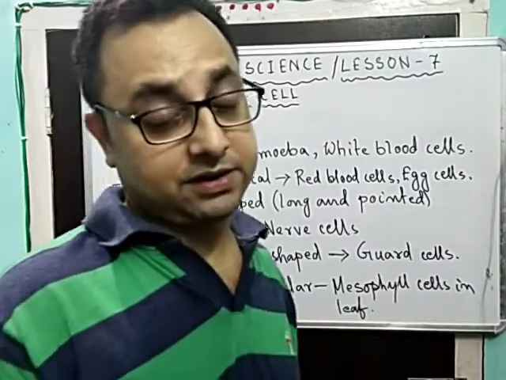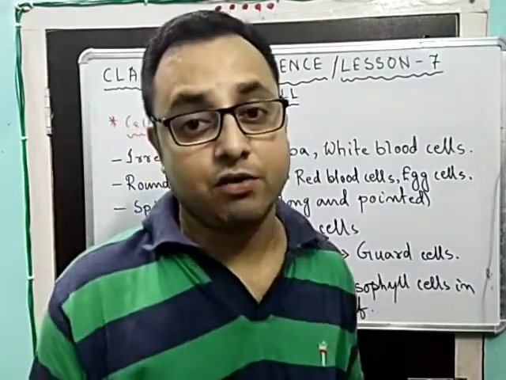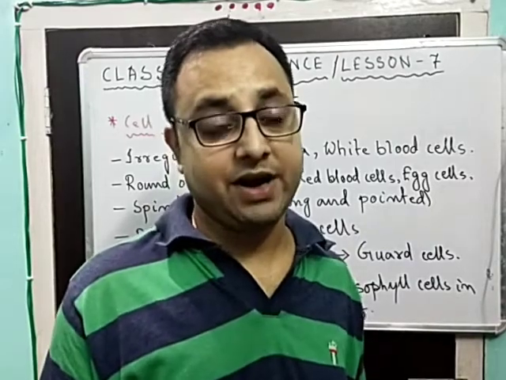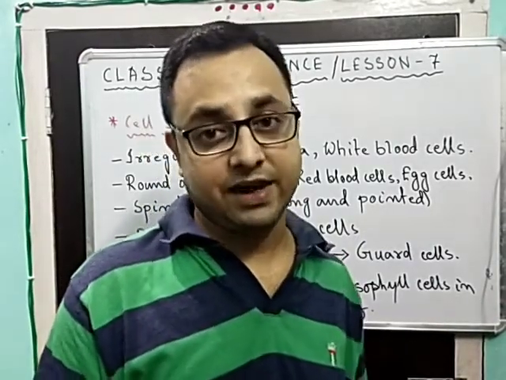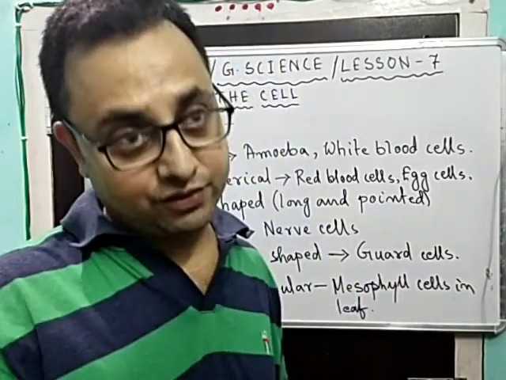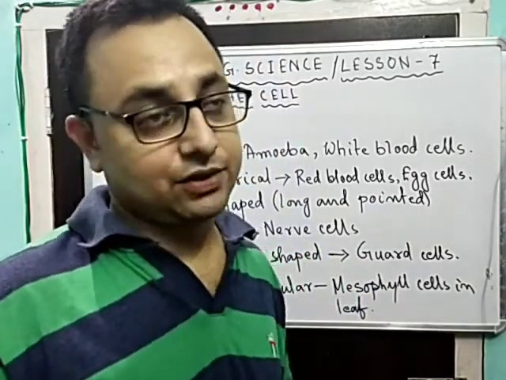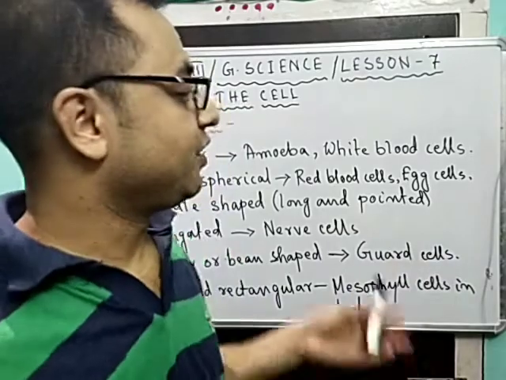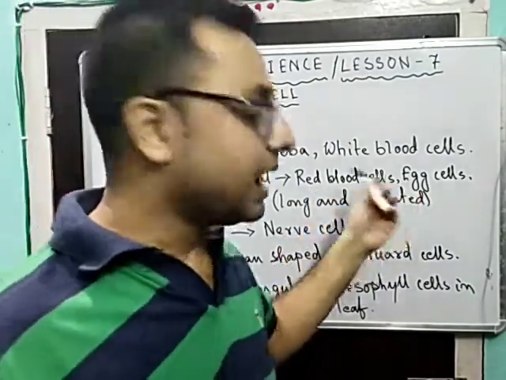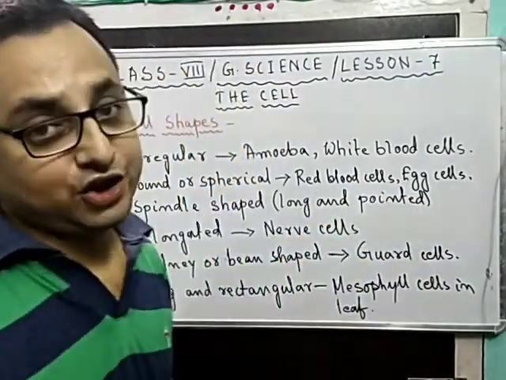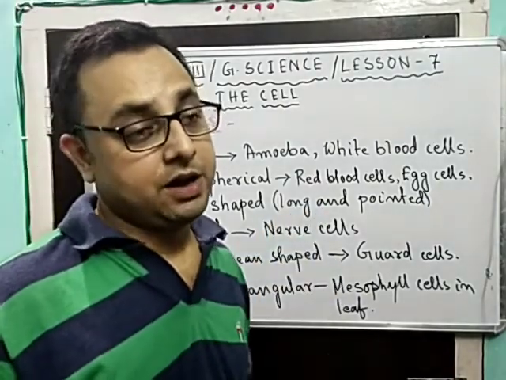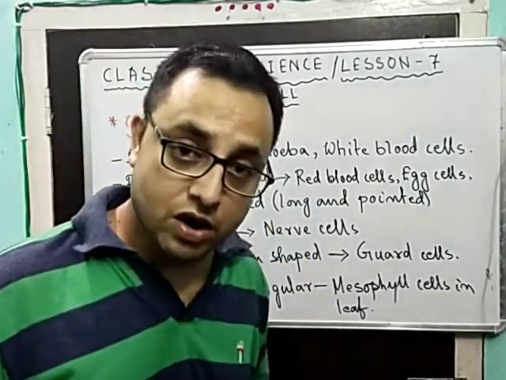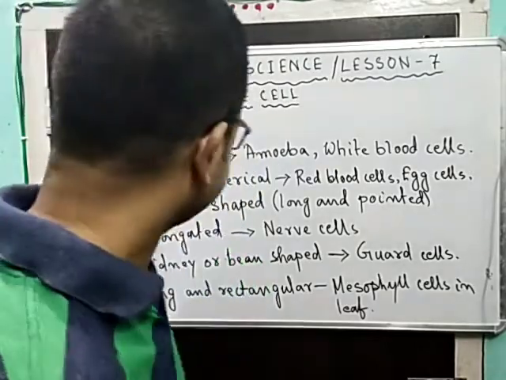If we are talking about the animal body, especially females, it consists of egg cells, which are responsible for producing newer cells. Such egg cells are often round or spherical in shape. Even the red blood cells present in our body are of round or spherical shape.